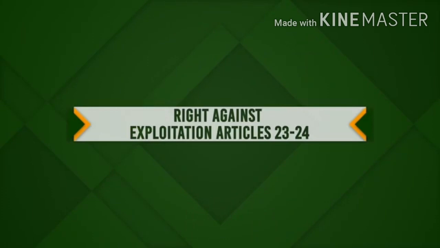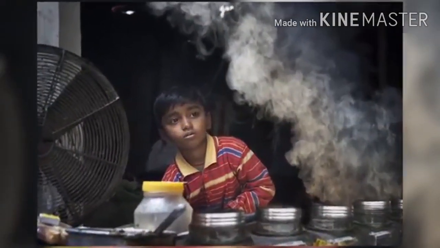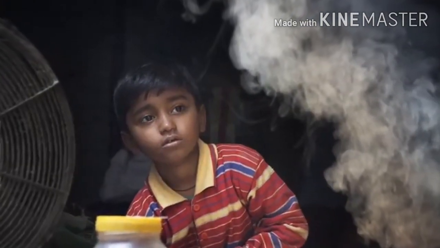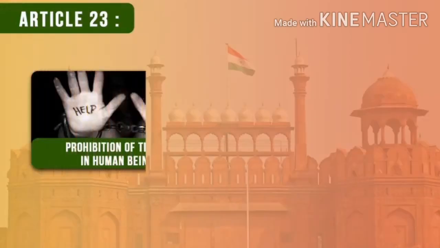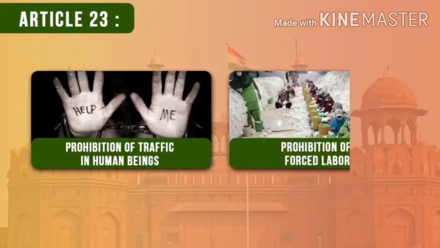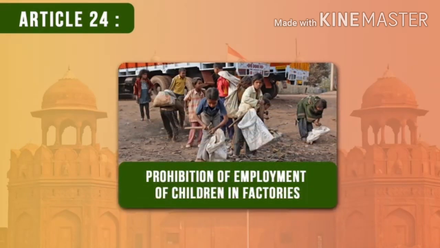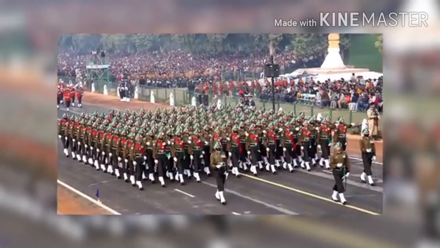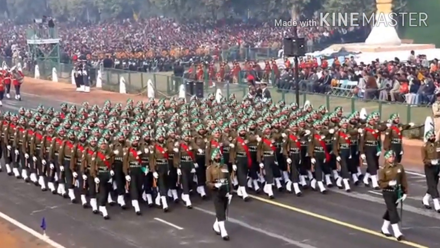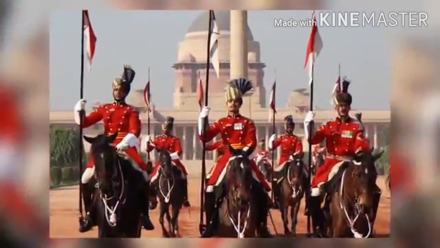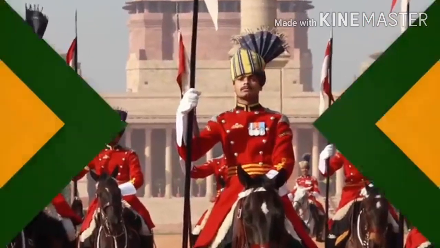Right against exploitation. The right against exploitation, given in Articles 23 and 24, provides two provisions. Article 23, prohibition of traffic in human beings and forced labor. Article 24, prohibition of employment of children in factories. An exception is made for employment without payment for compulsory services for public purposes. Compulsory military conscription is covered by this provision.